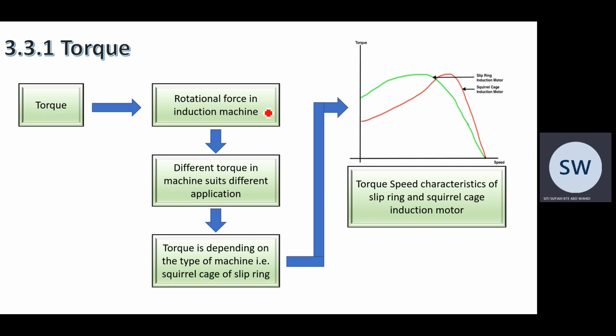torque is actually rotational force. I think you are familiar with that. Rotational force in induction machine. So different torque suits different application. So it depends. Torque depends on the type of machine, either squirrel cage or slip ring, because the characteristics are different, as shown in this figure, whereby this one is for squirrel cage, while the green one is for slip ring.